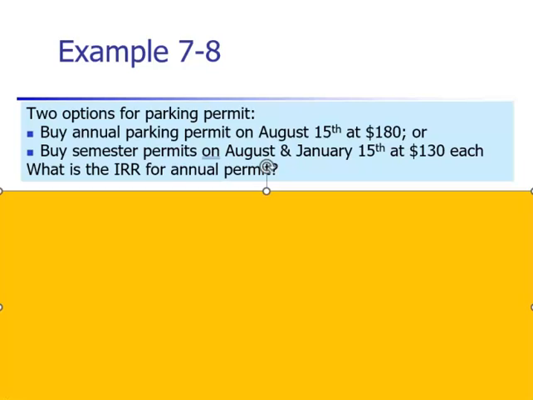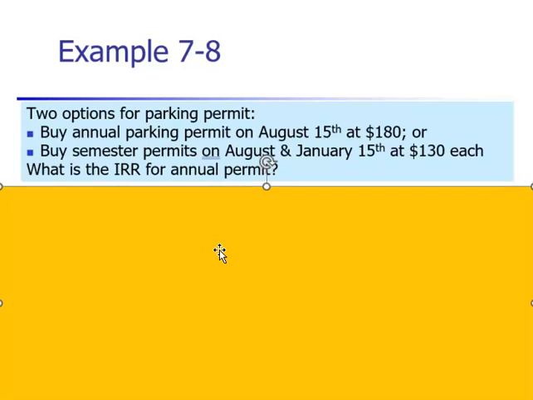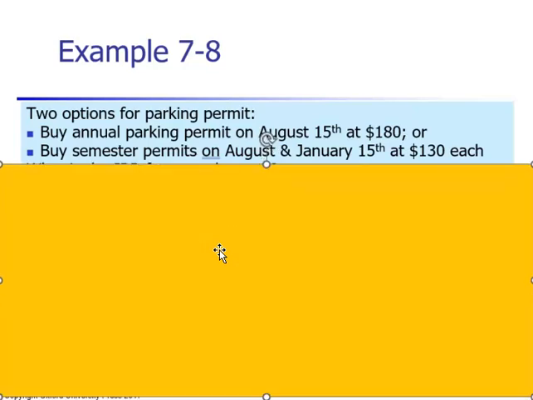You have two options for a parking permit for the university. Biannual parking permit on August 15th at $180, or by semester permits on August and January at $130. Which one do you go for?